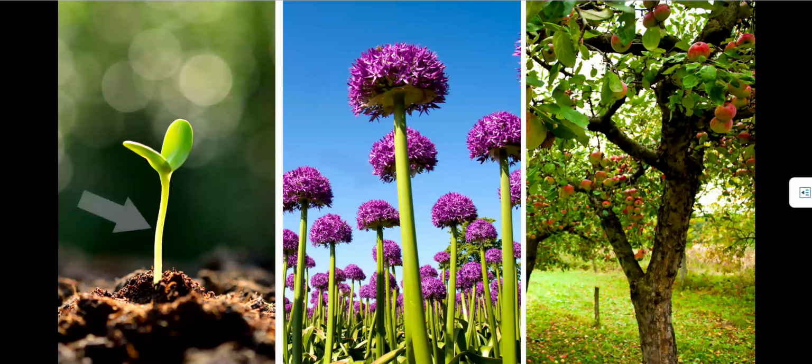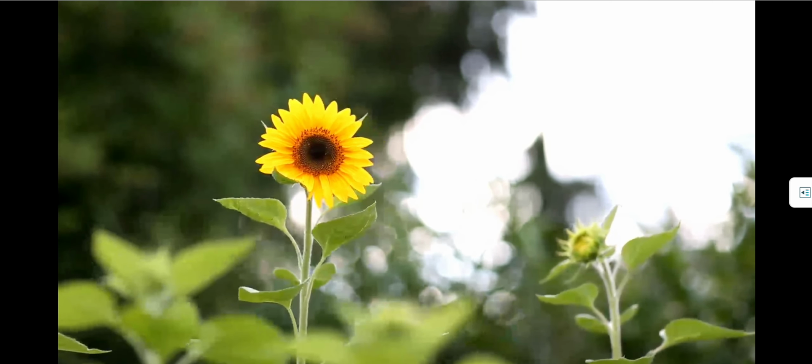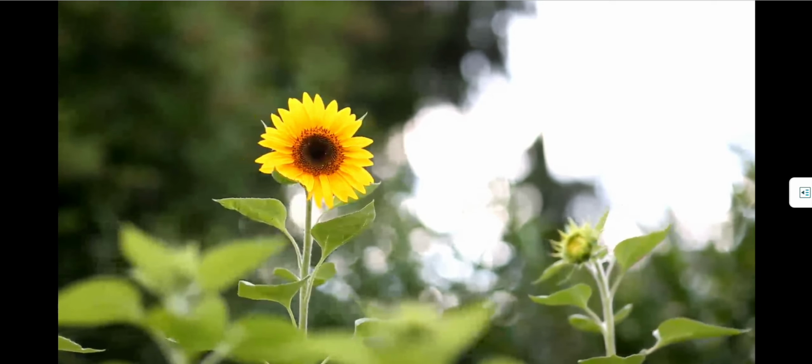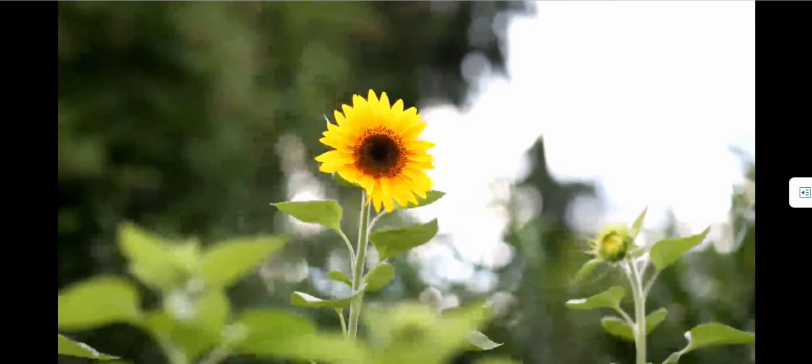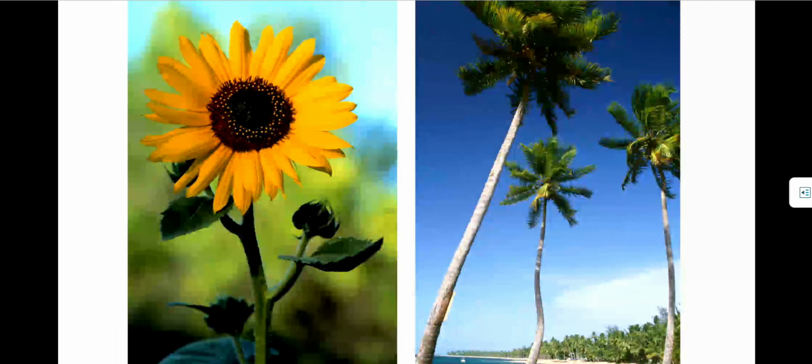Plants also have stems. A plant's stem helps support the plant. There are two types of stems: soft stems and woody stems. Soft stems are green and can bend. Woody stems do not bend as easily and are usually covered in bark. Tree trunks are woody stems. Both of these types of stems hold up the plant's branches and leaves.